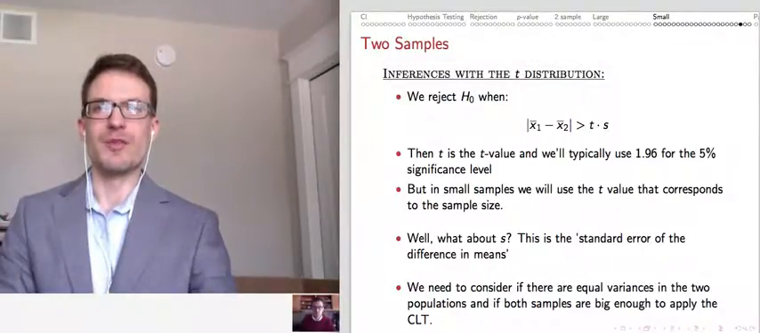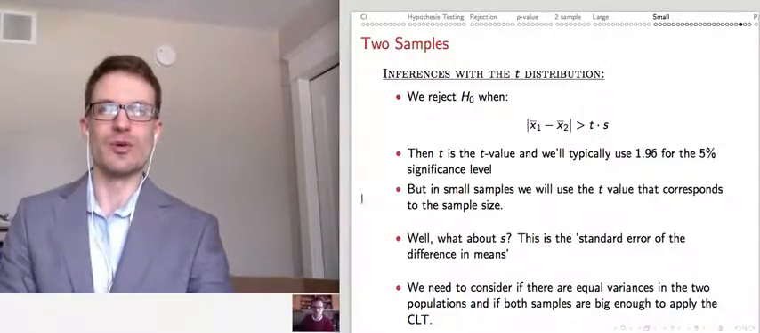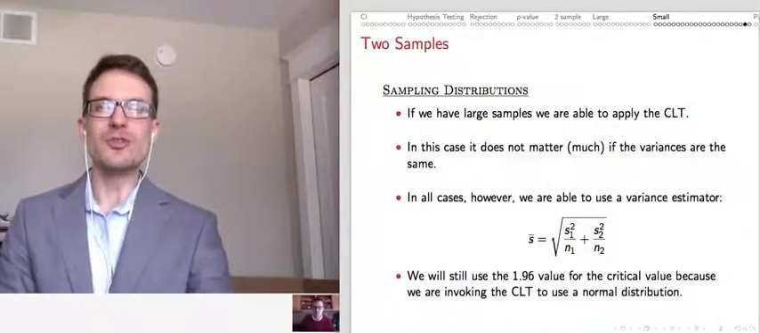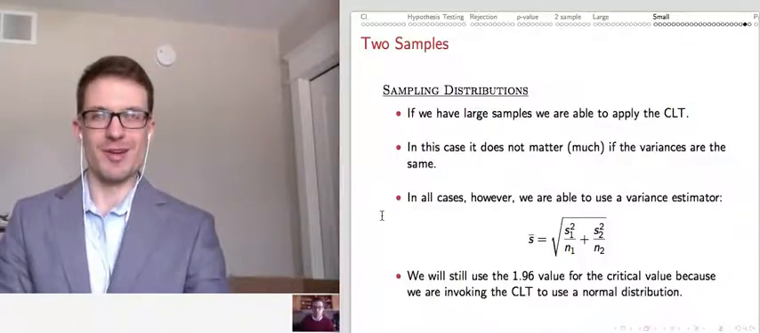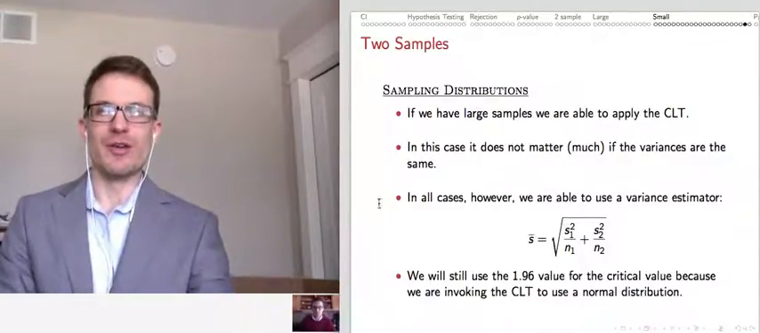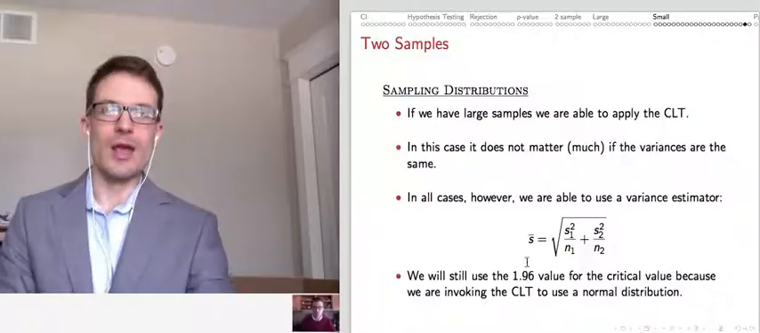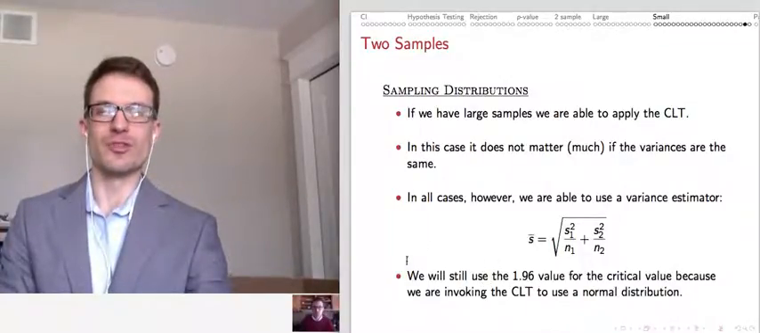So just as with inferences with standard normal distribution, we'll reject the null when the test statistic lies beyond the critical value, or when the product of the critical value and standard errors is written in this way. If we actually do have large samples, we can just apply the central limit theorem, of course, and it won't really matter if the variances are the same or not, but we can always use a variance estimator. And in this case, we would use the 1.96 as our critical value since we're invoking the central limit theorem.